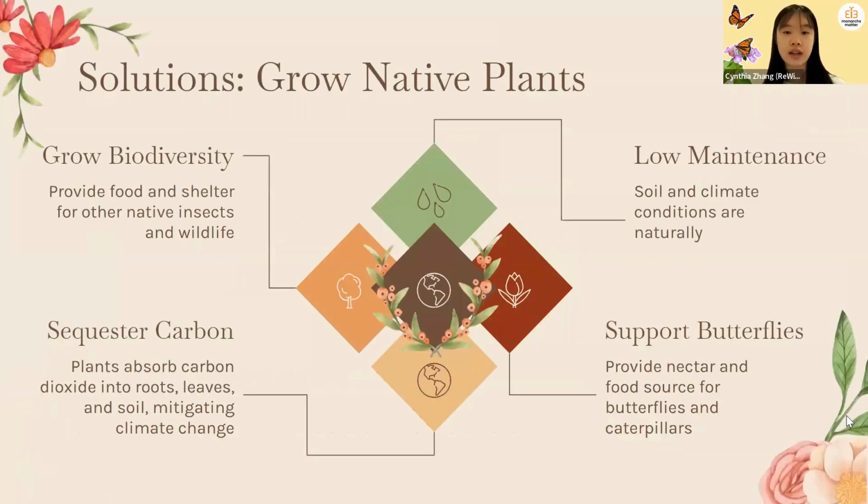So the first solution I want to present is growing native plants. Native plants don't only support butterflies, but they also have many other benefits, including growing and supporting biodiversity as it provides food and shelter for many native insects and wildlife. Another plus is that native plants are low maintenance since they originate from the land that they're growing in. So that means the soil and climate conditions are fit for them to thrive naturally.